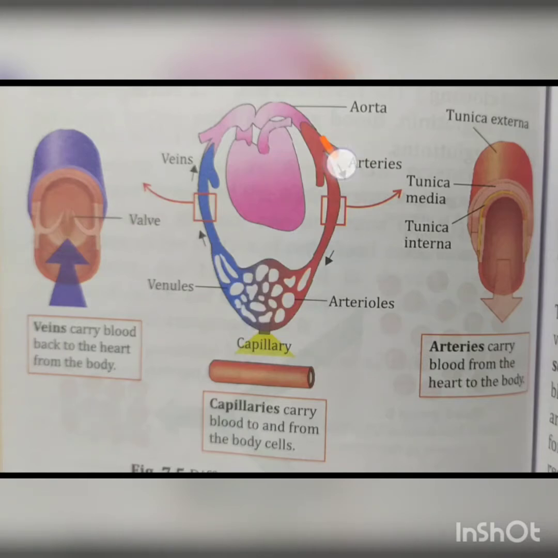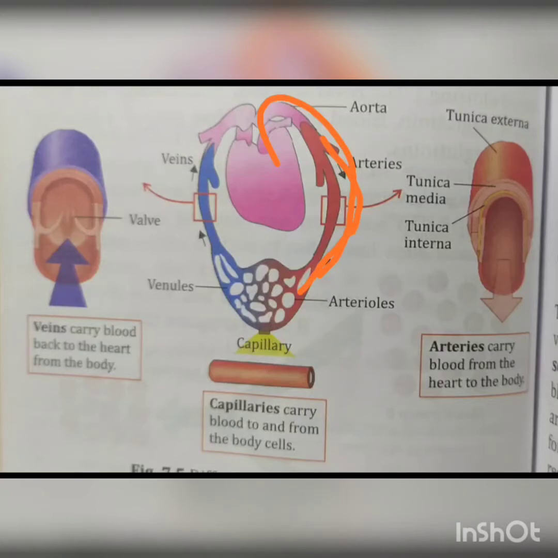Arteries are the blood vessels which carry the blood away from the heart to various parts of the body. All the arteries except the pulmonary artery carry the oxygenated blood. The pulmonary artery carries deoxygenated blood from the heart to the lungs.